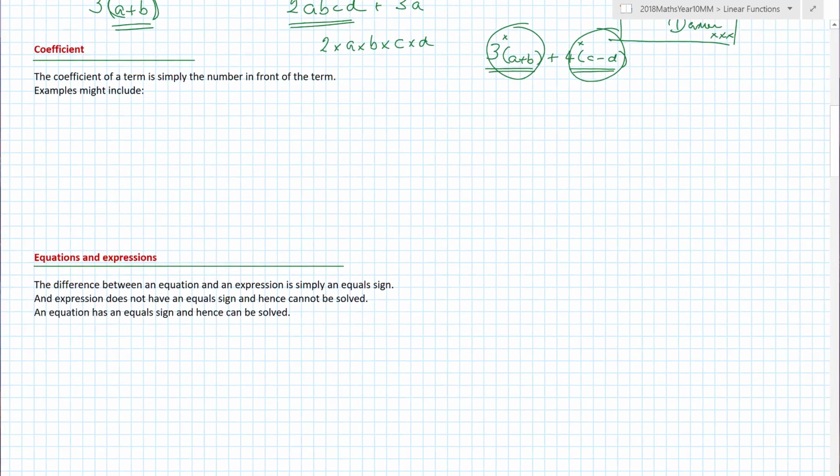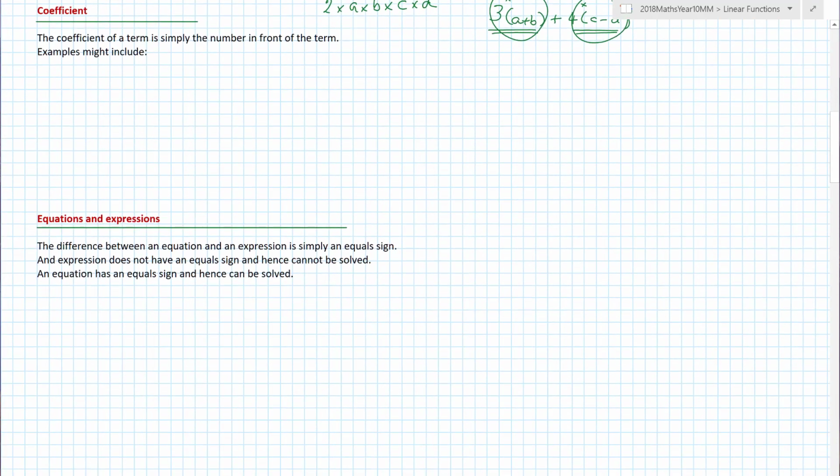So what about this coefficient business? Well, the coefficient, as I say here, is a term. A coefficient of a term is simply the number in front of that term. So if I had 3ab, this number 3 is the coefficient. It's the number in front of that term.